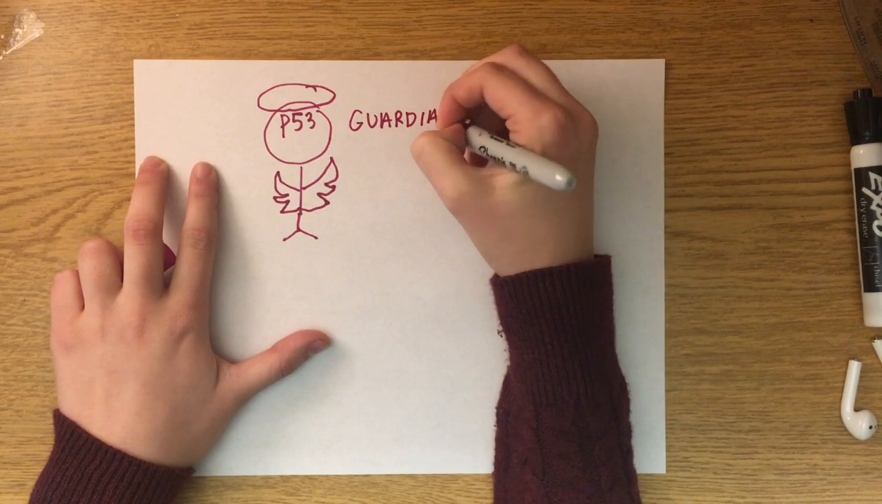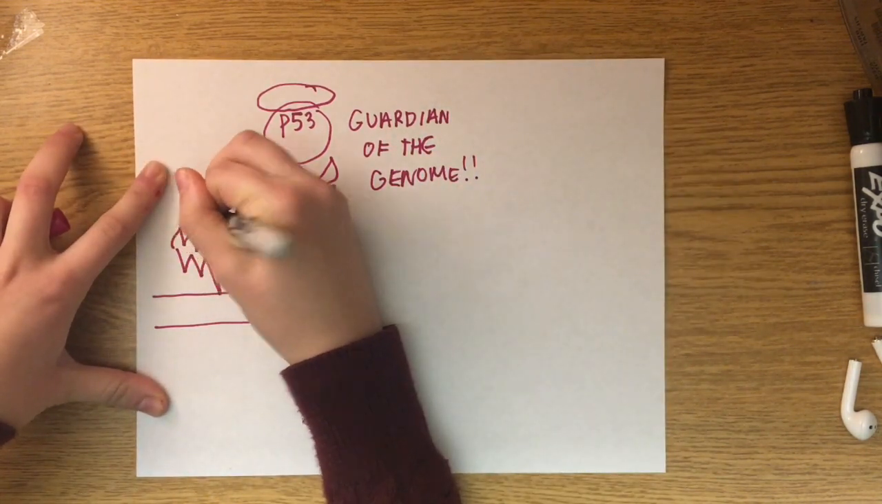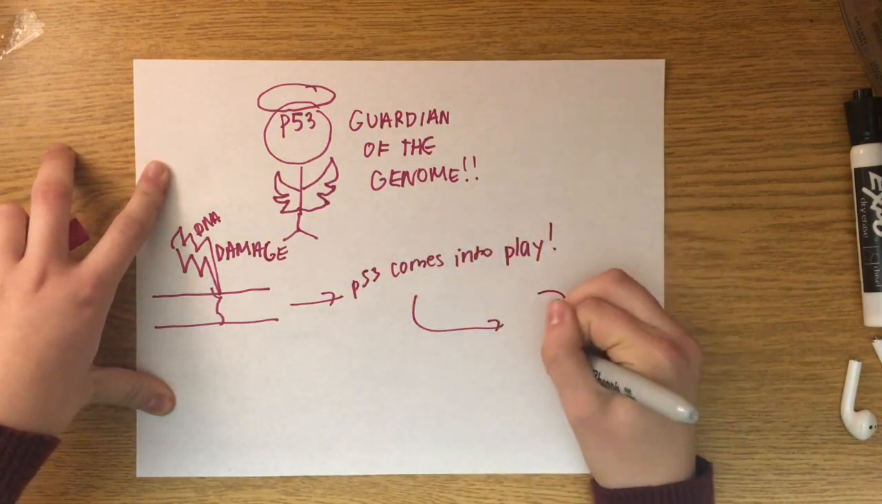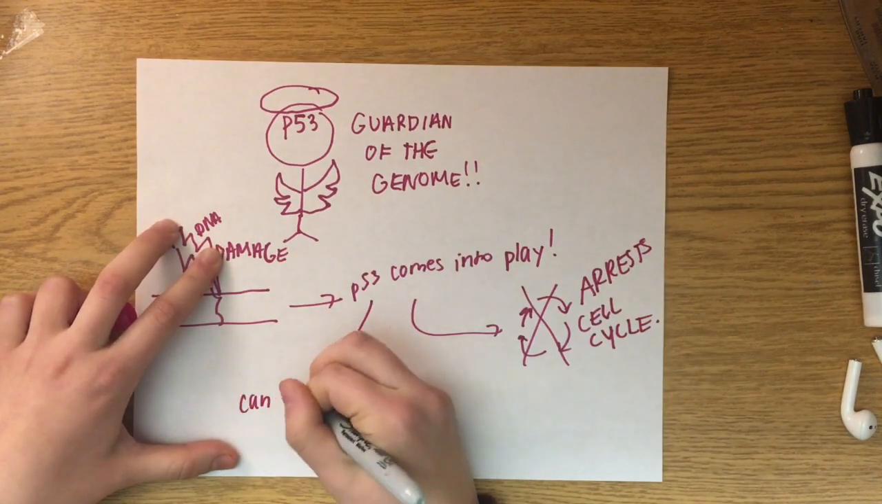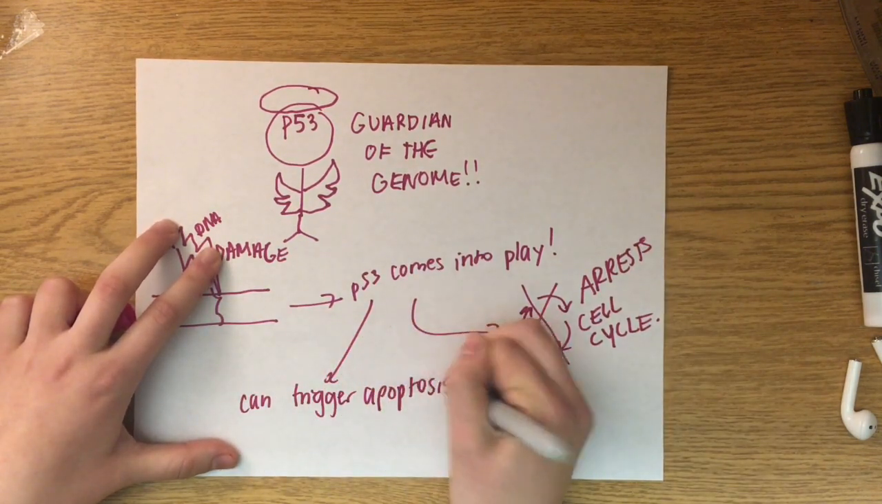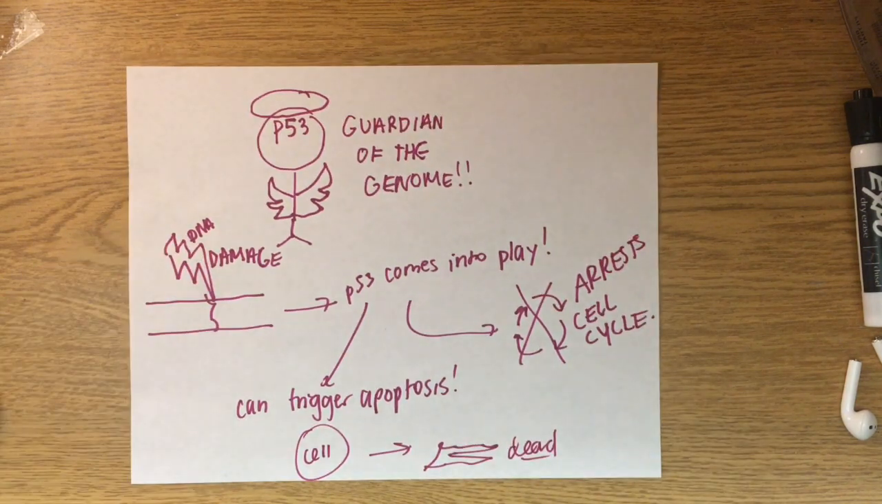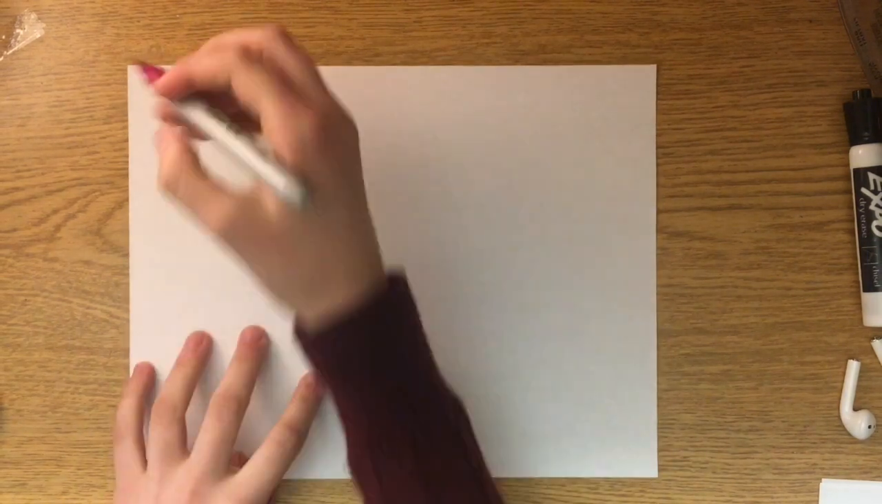P53 is known as the guardian of the genome. 50% of cancers deal with a specific mutation in this gene. This gene is known to be in charge of the DNA damage repair pathway. It turns on genes that repair DNA damage, and it arrests the cell in the cell cycle from continuing until the damage is repaired. If the damage cannot be fixed, it triggers the cell to undergo apoptosis.